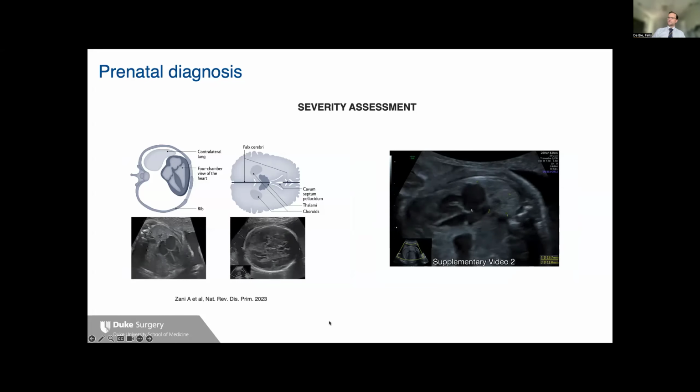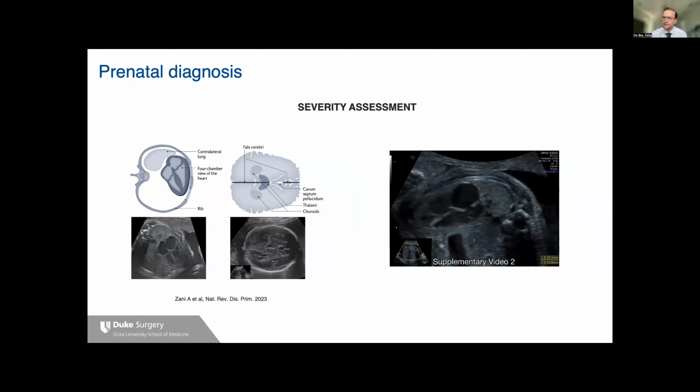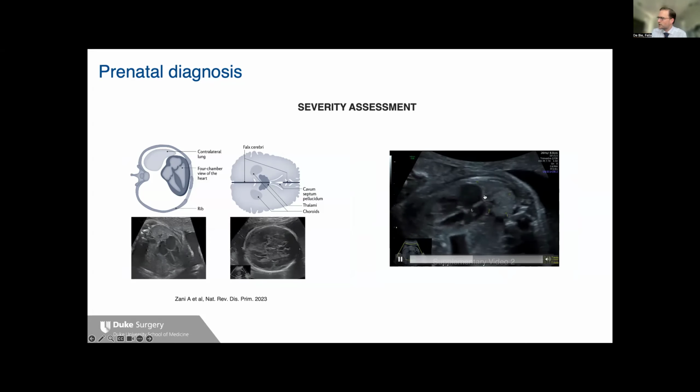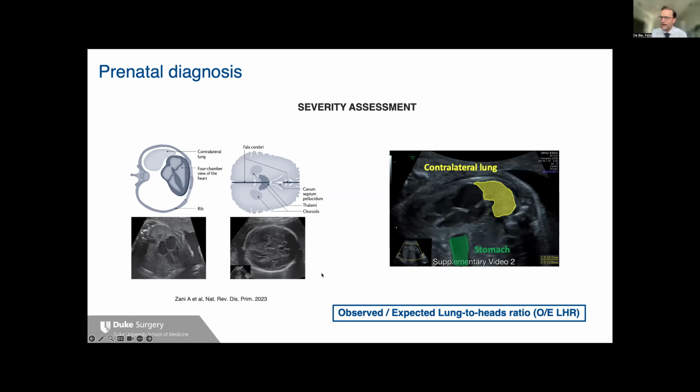When that diagnosis is made on ultrasound, typically we're able to assess the severity of CDH. The way it is done is you get a four-chamber view of the chest, which you can see here on this little image, and then you measure the contralateral lung area at that level. That area is then compared to the circumference of the head, and that gives us the lung-to-head ratio.